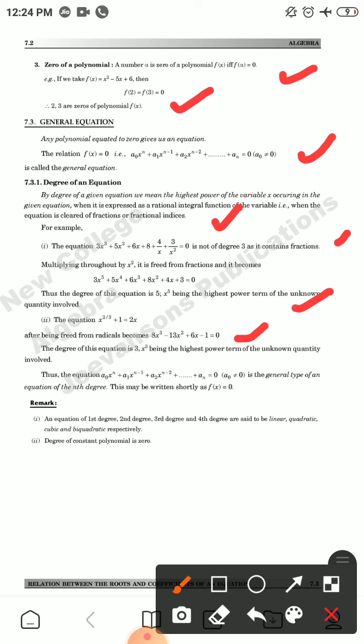Thus the equation a naught x raised to power n plus a1 x raised to power n minus 1 plus a2 x raised to power n minus 2 plus so on, an equal to 0, a naught is not equal to 0, is the general type of an equation of the nth degree. This may be written shortly as f(x) equal to 0. Making a remark: an equation of first degree, second degree, third degree and fourth degree are said to be linear, quadratic, cubic and biquadratic respectively. Degree of a constant polynomial is 0.